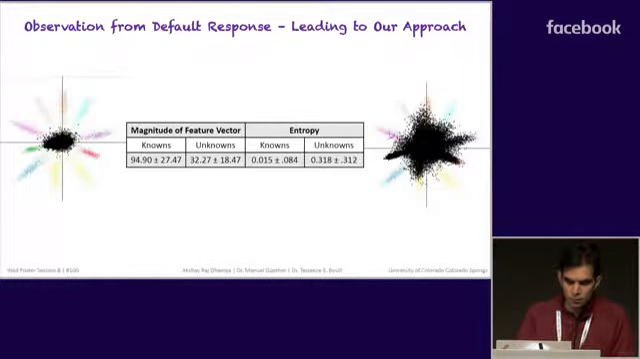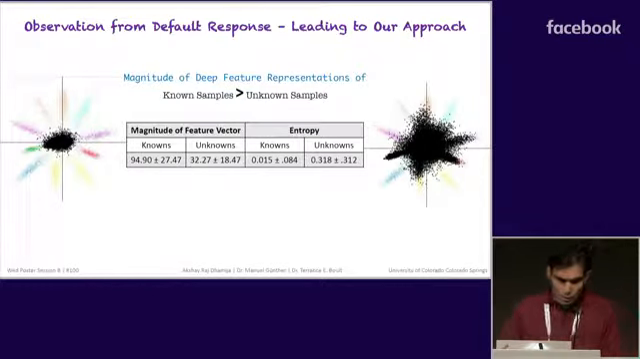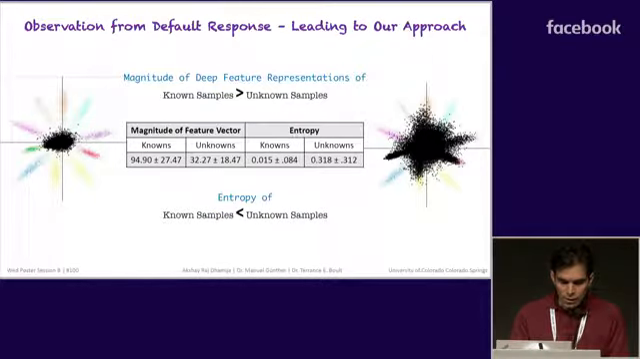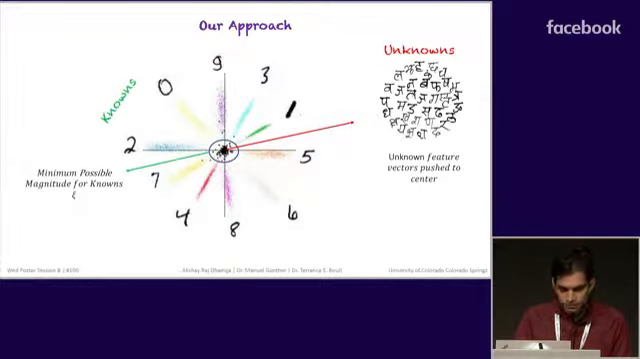This leads us to our approach, which is based on the default response of deep networks to unknown samples. We find two major observations. First, the magnitude of the deep features of the knowns is generally greater than the unknowns. Second, the entropy of the knowns is generally less than the unknowns. Our approach aims at representing the unknowns at the center of the feature space, while pushing out the knowns to a minimum magnitude of psi.